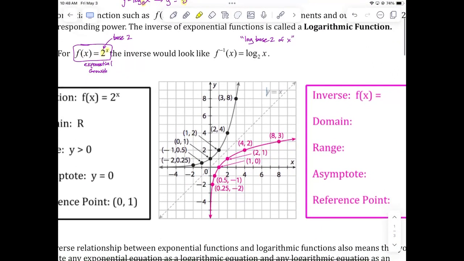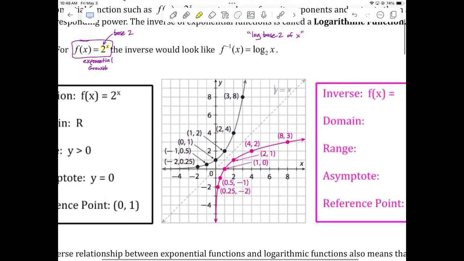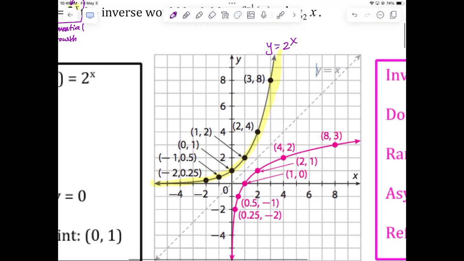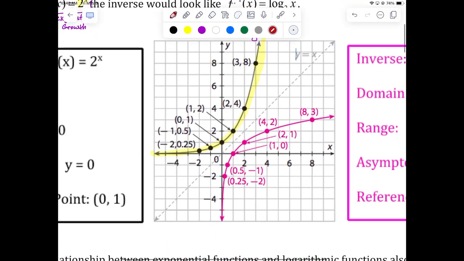Okay, now what do their graphs look like and how are they similar? We know that 2 to the x, I'll highlight it in yellow, might look like this. This is y equals 2 to the x. To get the graph of any inverse, and we talked about this year, you reflect it across the line y equals x. That's your 45-degree line.